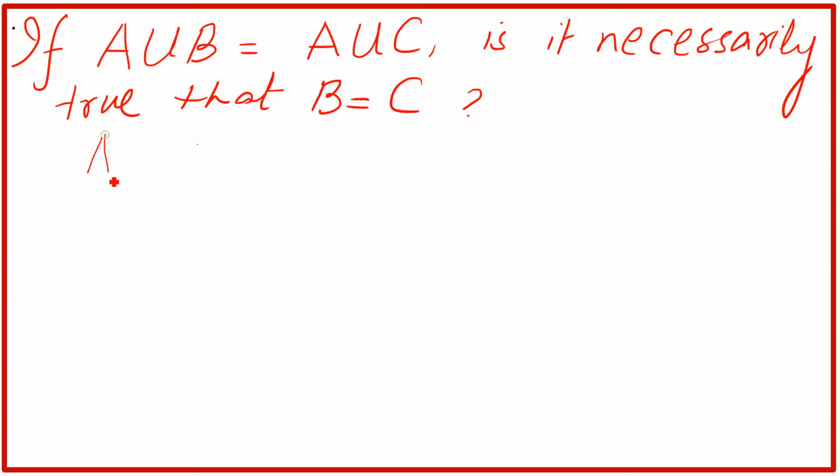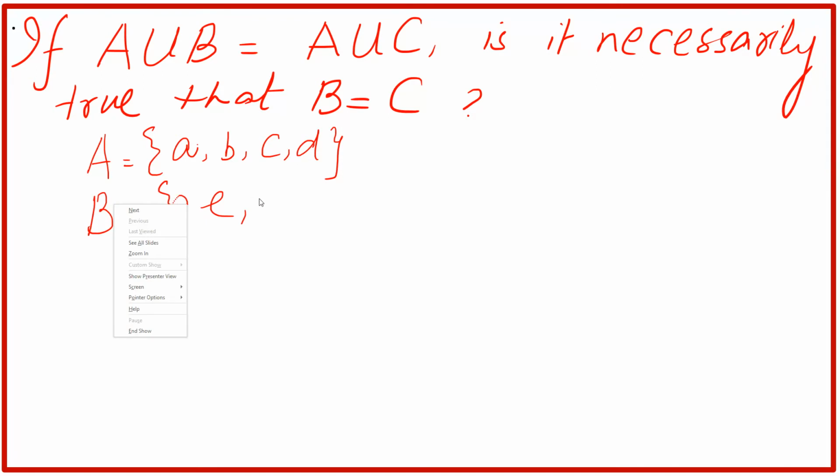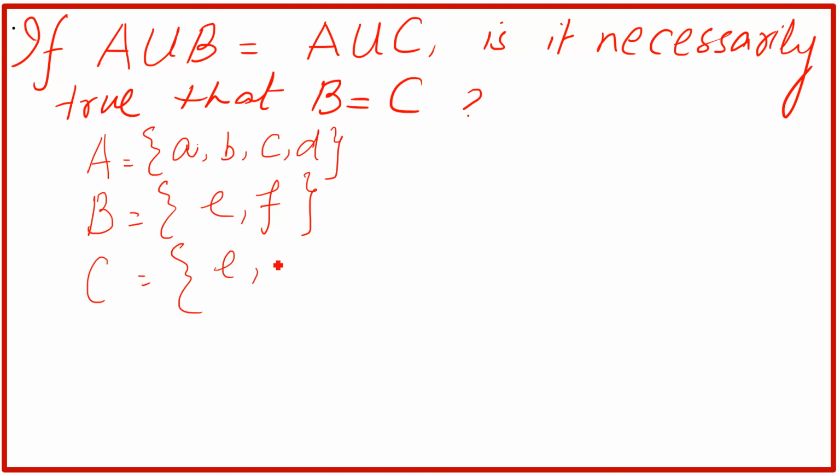So suppose we have a set, I will write down here A, B, C, D. This is A. And suppose we have E and F in B, and in C we have E and F.